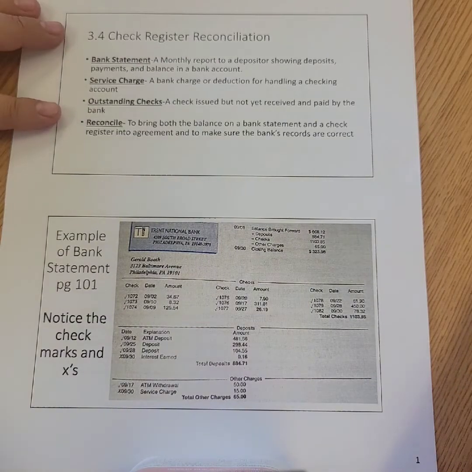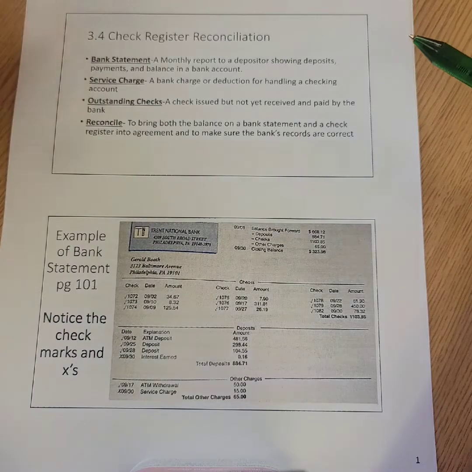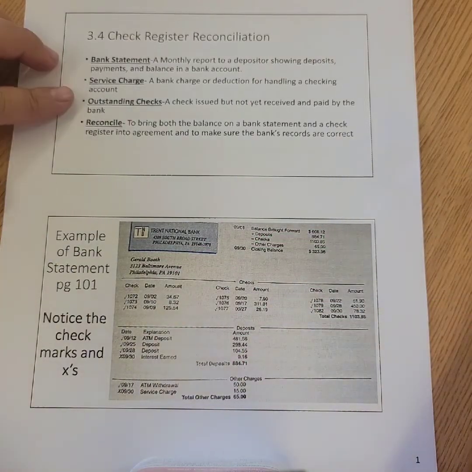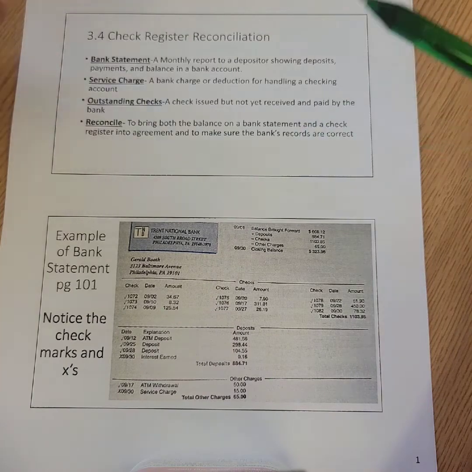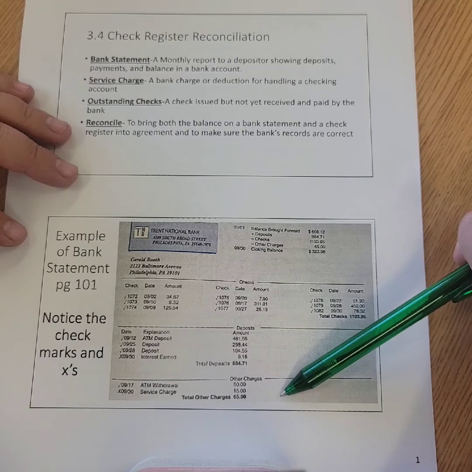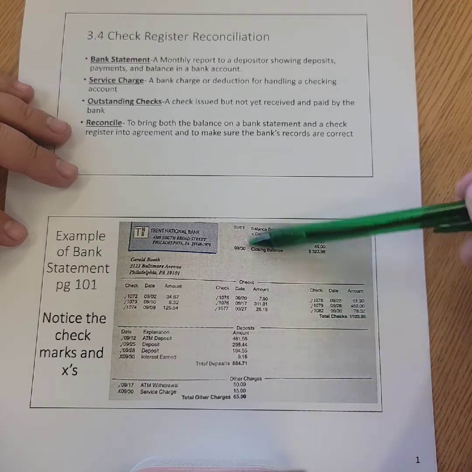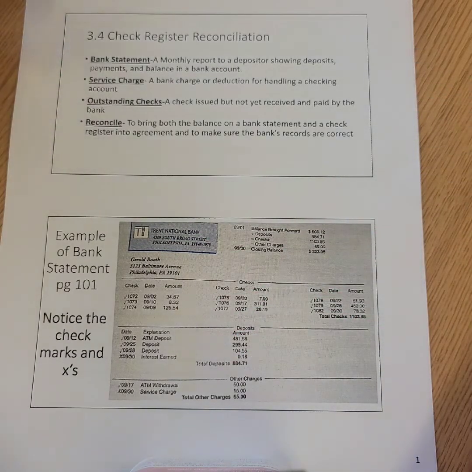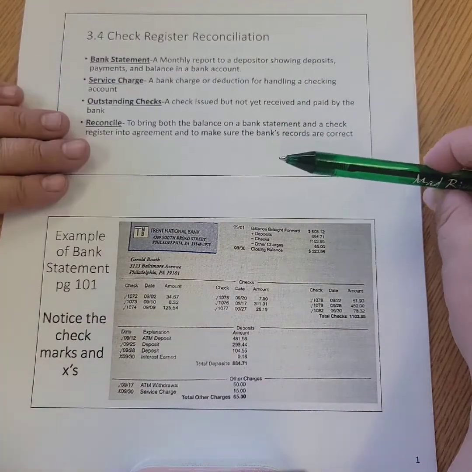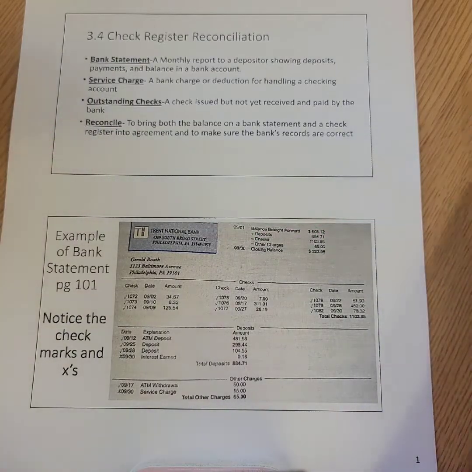An outstanding check is just a check that you wrote, but somebody hasn't cashed yet, or at least it doesn't show up in here. Same thing with an outstanding deposit. It's a deposit that you made, but it happened after the actual statement came out. And to reconcile is to make both sides, your side and the bank side, match.